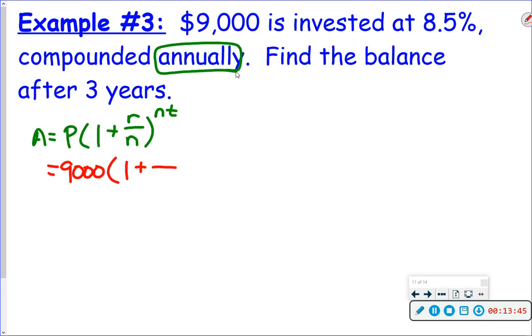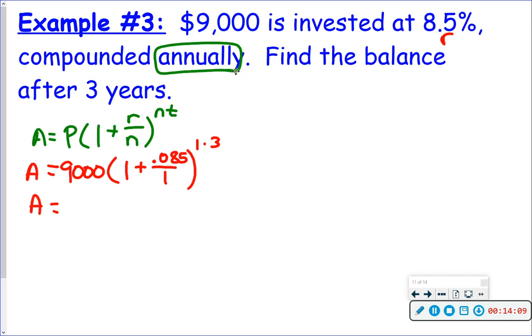8.5%, that's going to be our rate, but I'm going to put it as a decimal because I don't have a percent key in my calculator. Decimal goes 2 to the left. Now, compounded annually, that would be 1 time a year, still 1 for the N. Find the balance after 3 years. So our T is 3. So you are literally typing this in your calculator to figure out your balance.